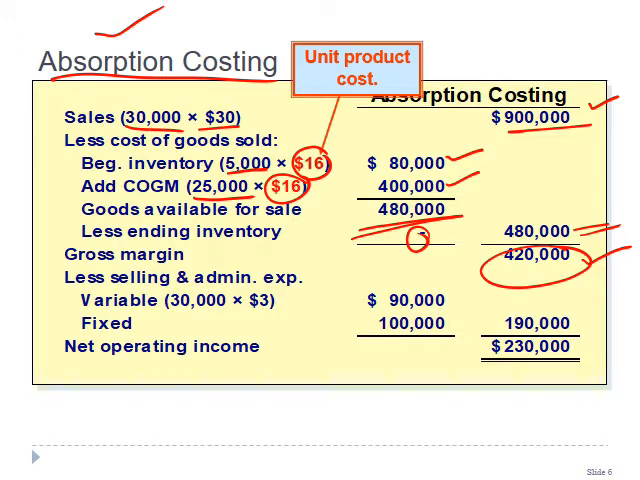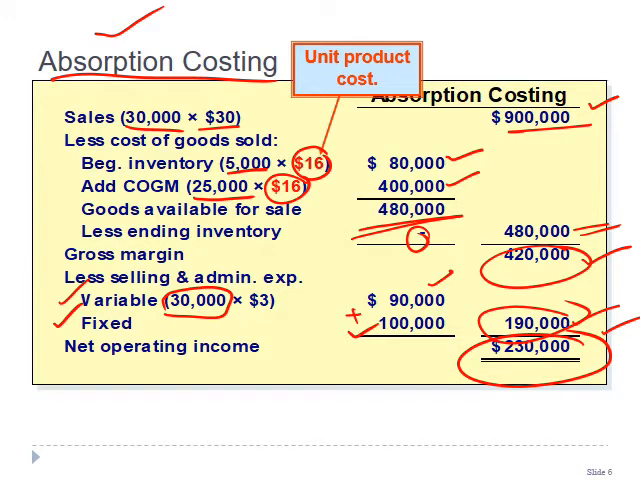420,000 is our gross margin. Then we less selling and admin, both variable and fixed. Fixed is 100,000 and variable is the 30,000 units sold multiplied by 3, answer is 90,000. So 190,000 is the result of both variable and fixed selling and admin expenses. We less 190,000 from 420,000, answer is 230,000. So under absorption costing, our net operating income is 230,000.